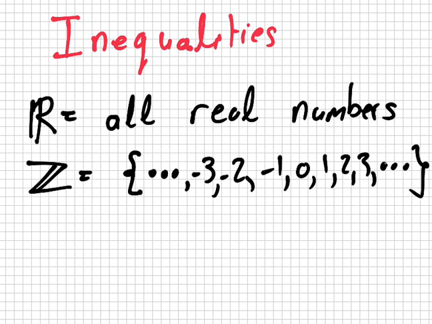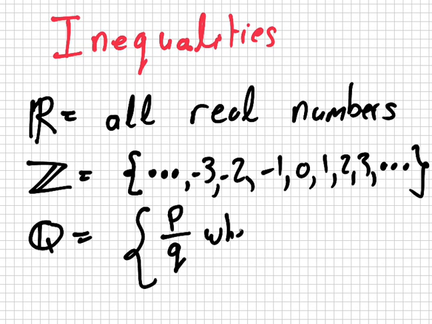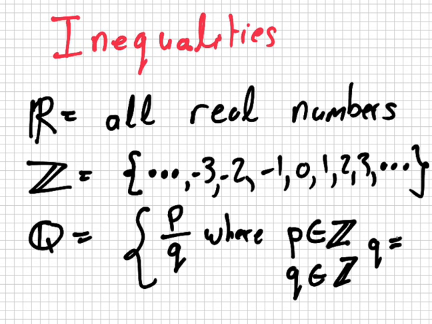Including 0. All real numbers include 0 as well? Yes. This one here is all the fractions, P over Q, where P is any whole number and Q is any whole number, and Q, of course, cannot be 0. So fractions, basically.